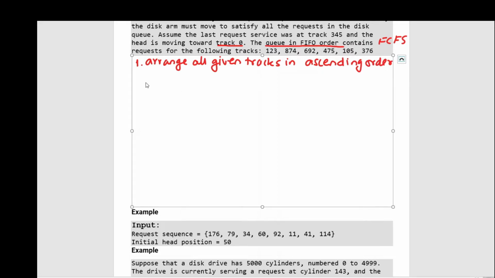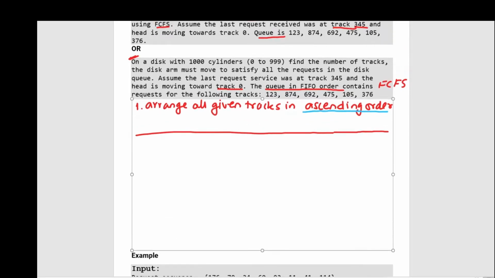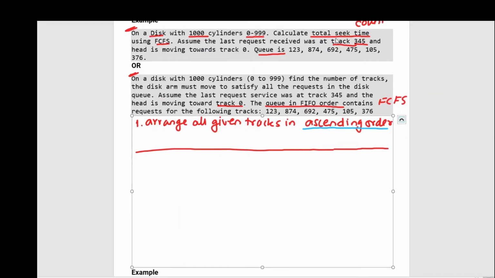So what we will do, we will draw a line over here, try to have it in a horizontal way, and we will write down all the track numbers in ascending order. What is necessary? We are going to write down all the tracks in ascending order. Let us write those track numbers. If you go to the numerical, what do we have? We do have track number 345, we do have 123, 874, 692, 475, 105, 376.